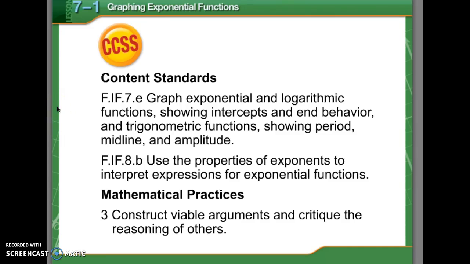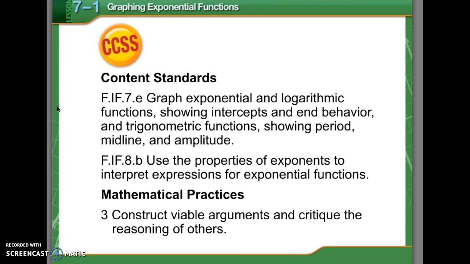All right, today we are starting Unit 3, so this is Lesson 1 out of Unit 3. In the textbook, this is Chapter 7, Section 1, and this lesson is going to be about graphing exponential functions. So we're looking at two content standards again for this lesson, and the first one is that we will be graphing exponential and logarithmic functions, showing the intercepts and the end behavior.